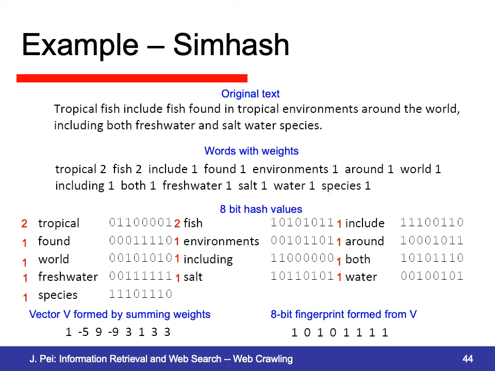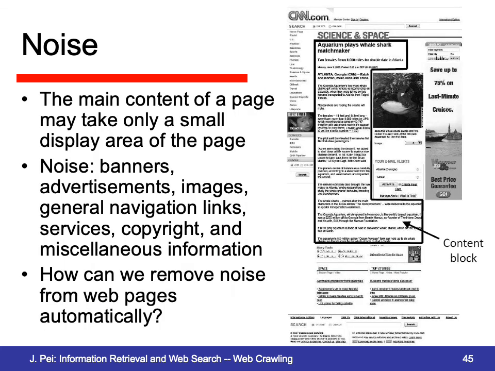And then we turn this vector into a binary vector, an 8-bit fingerprint, from this v. The idea here is that if the bit is positive, then I set it to 1. If the bit is negative, I set it to 0. So these will be the fingerprint formed from this v. And we use these to compare whether the two documents are similar or not.